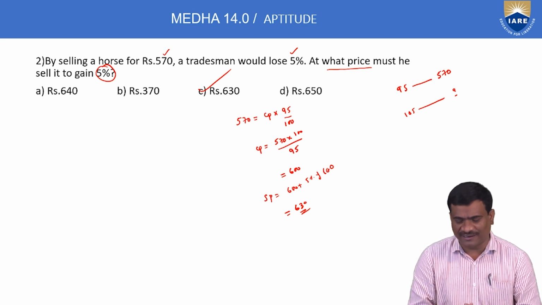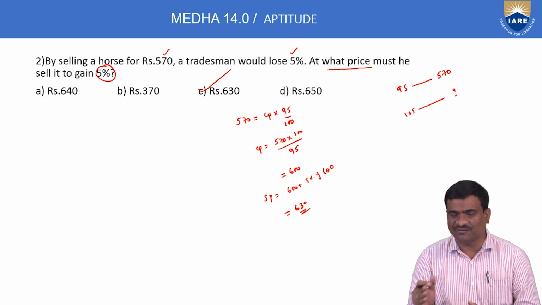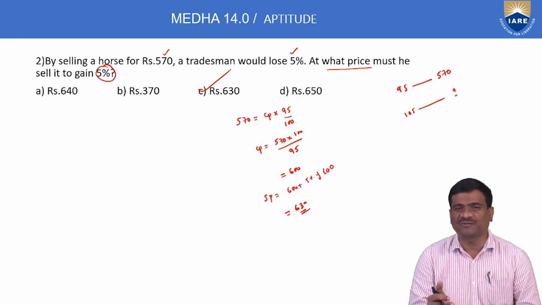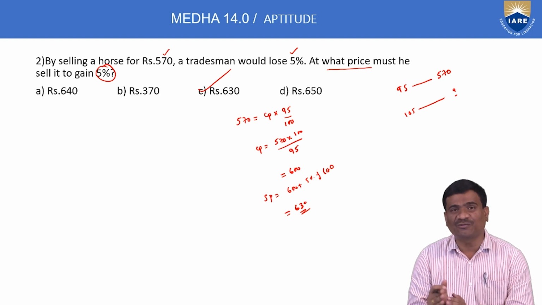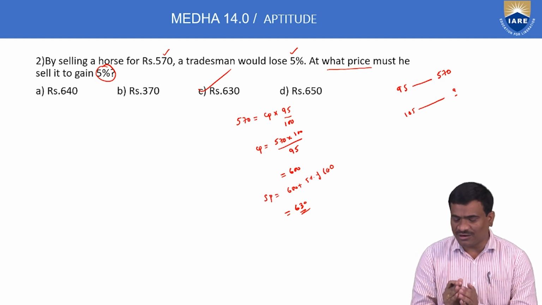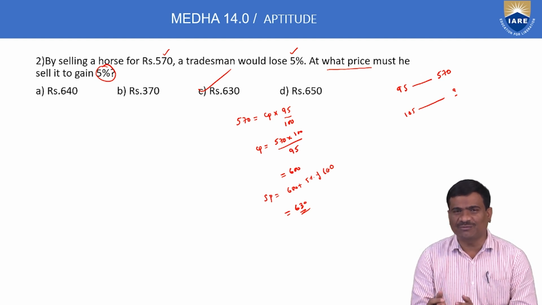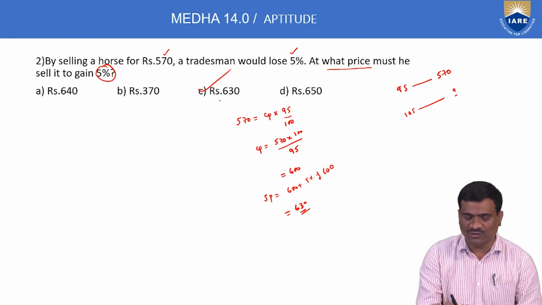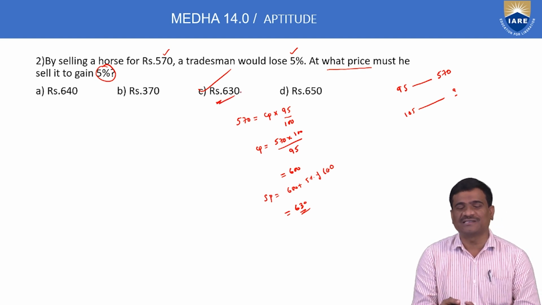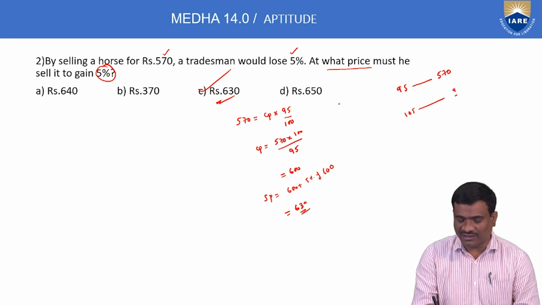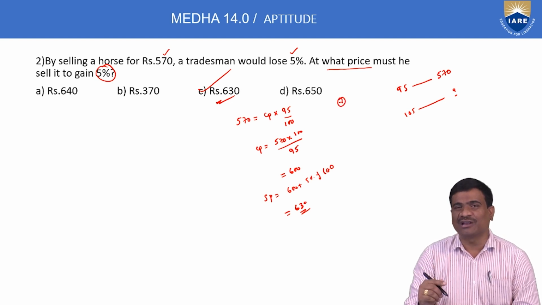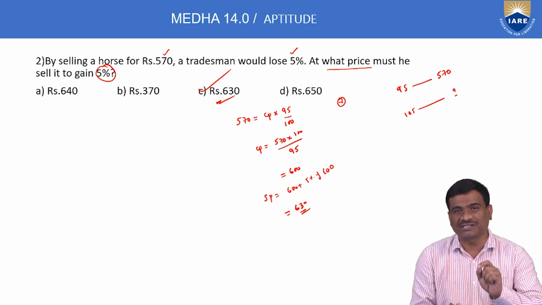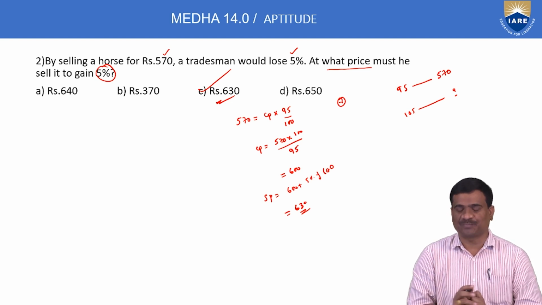Parts-wise method: 95 parts is 570, 1 part is 570 by 95, then 105 parts is dash. 105 into 570 by 95 is equal to 630. Option C only is correct. The first method uses the selling price, cost price, gain and loss relation. The second one is the direct method using percentage terminology.